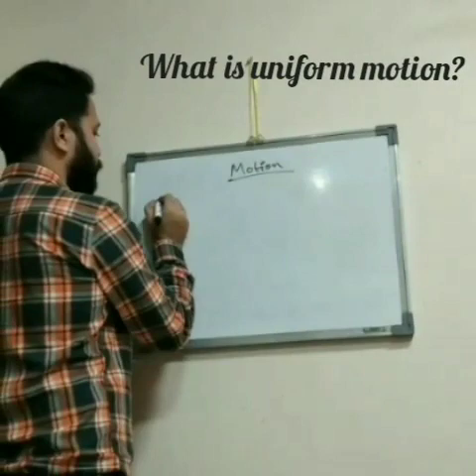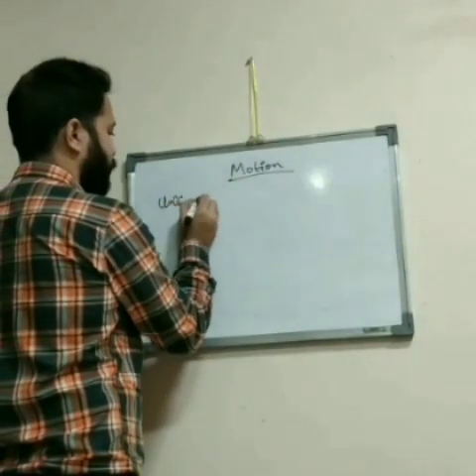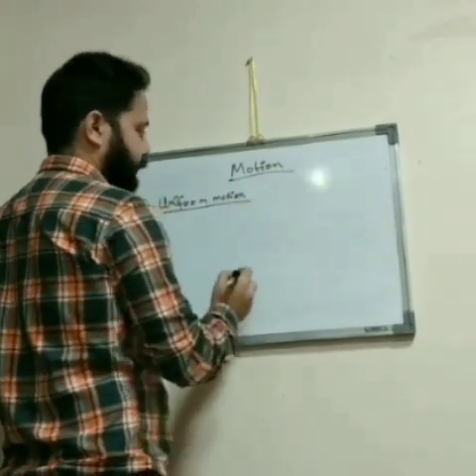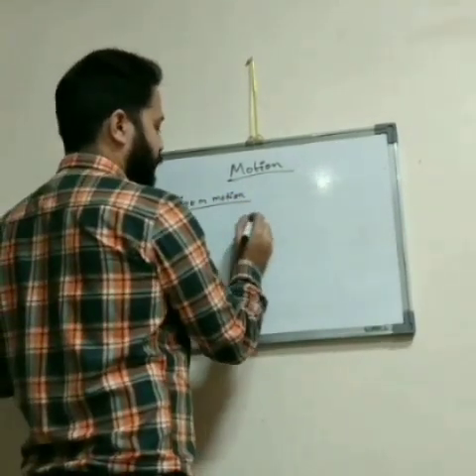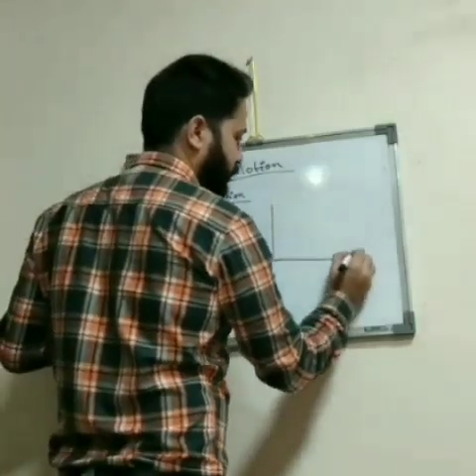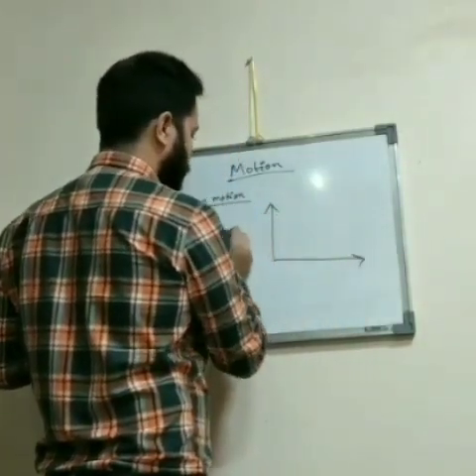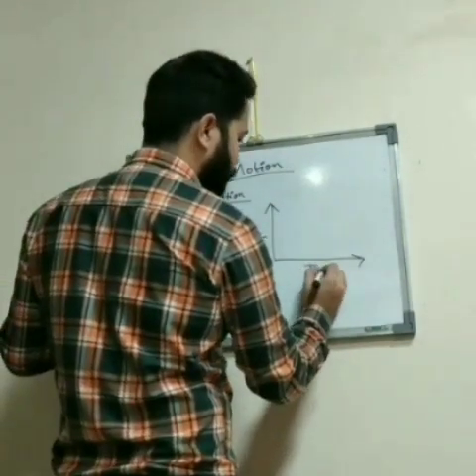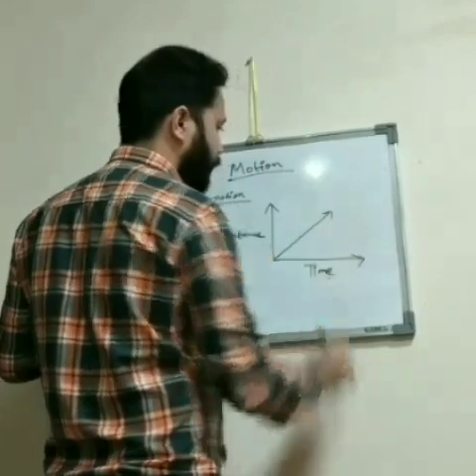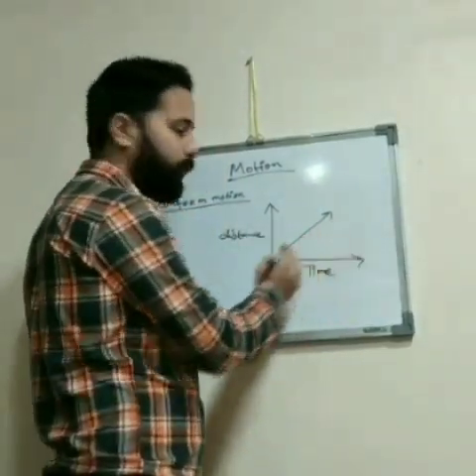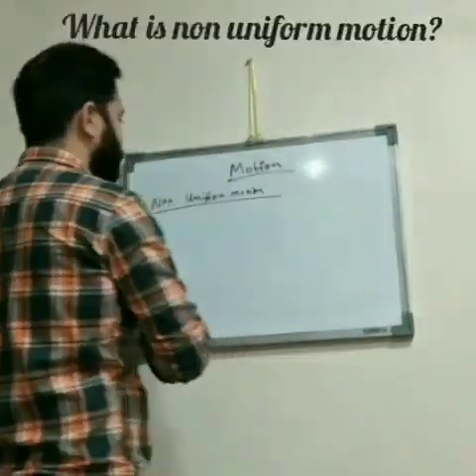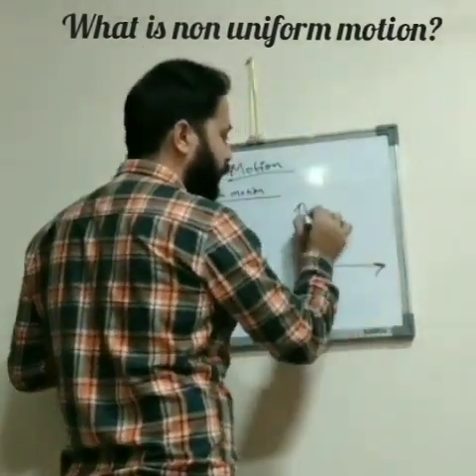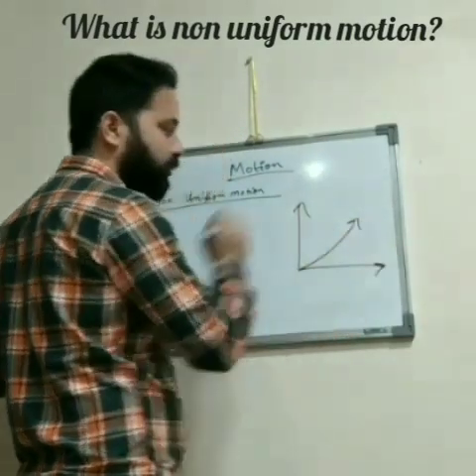Uniform motion. When an object covers equal distances in equal intervals of time, it is known as uniform motion. Non-uniform motion. When an object covers unequal distances in equal intervals of time, it is known as non-uniform motion.